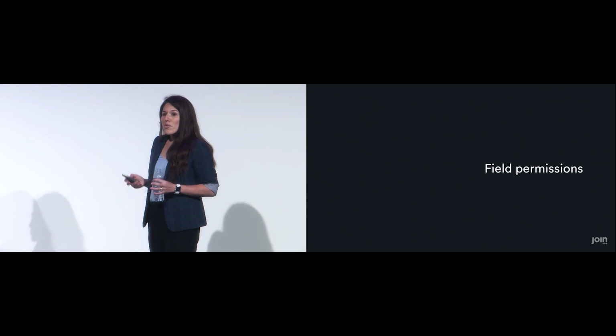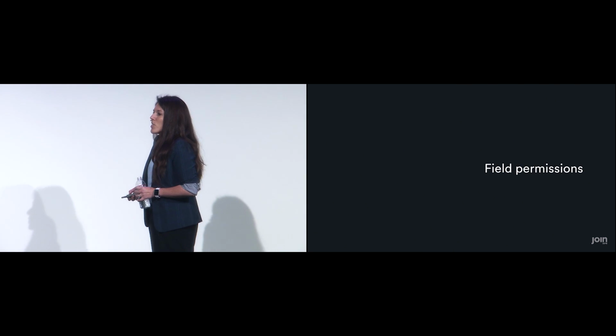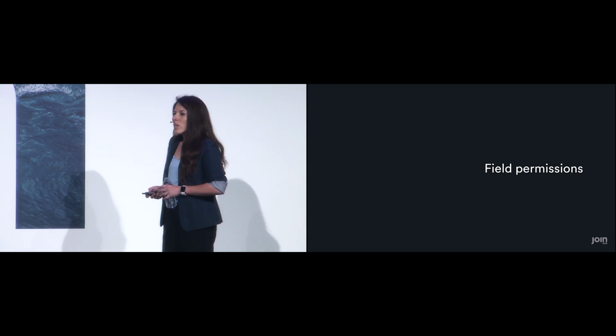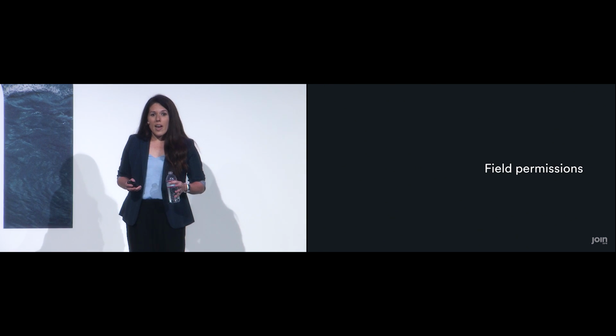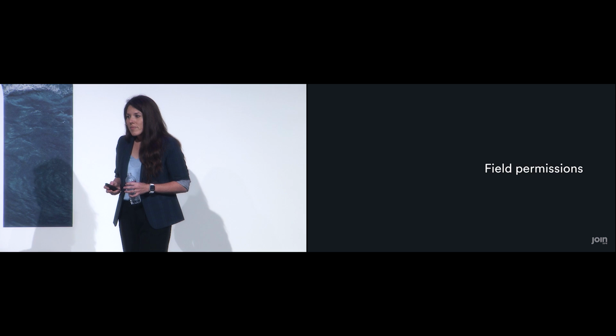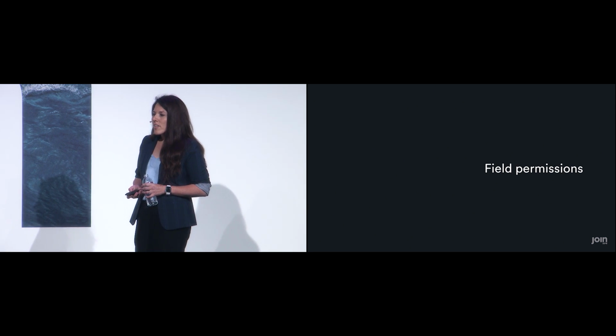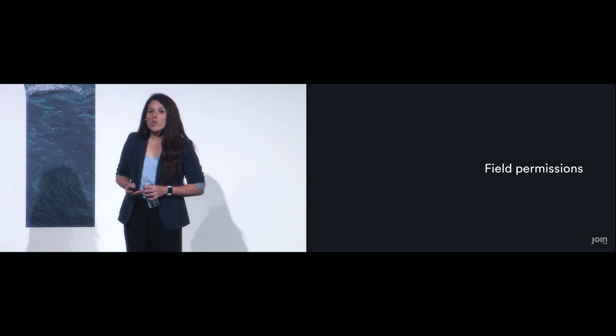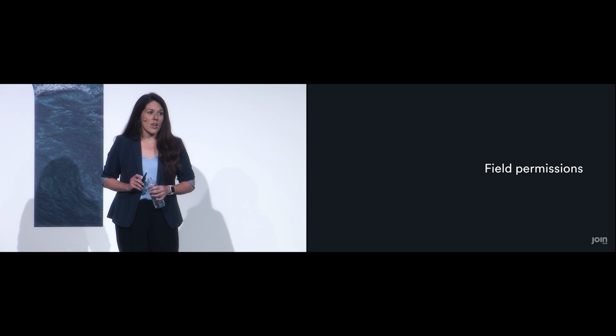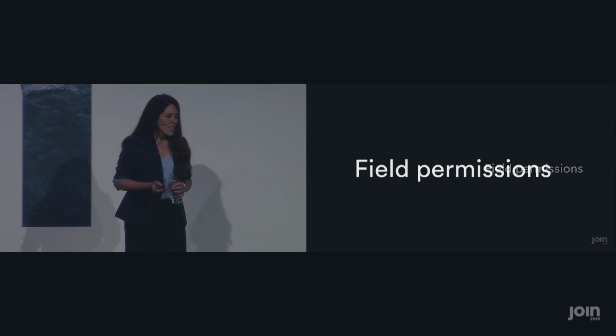We're also bringing you field permissions. Today in Looker, you can already allow or restrict data access on a row level. With field permissions, you'll also be able to allow or restrict data access on a column level. Let's take a look at an example.